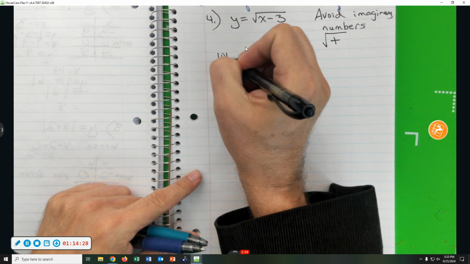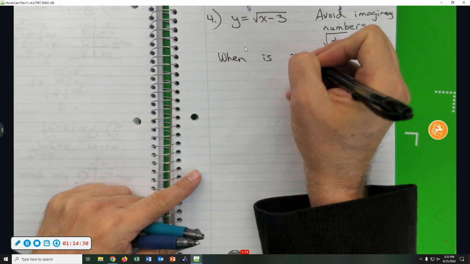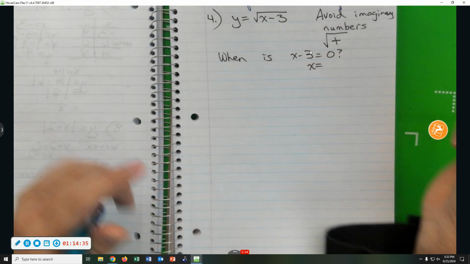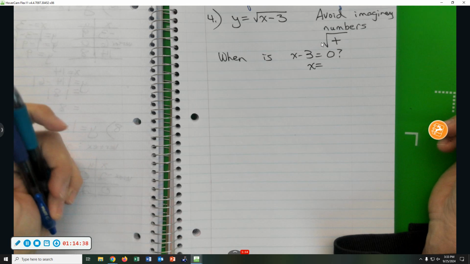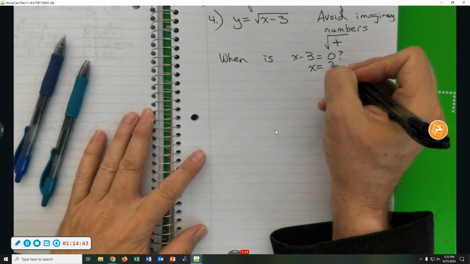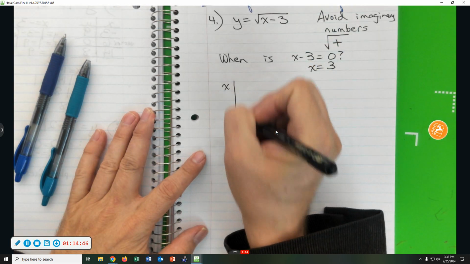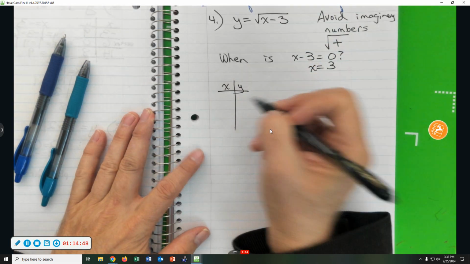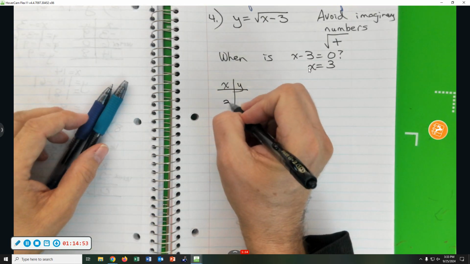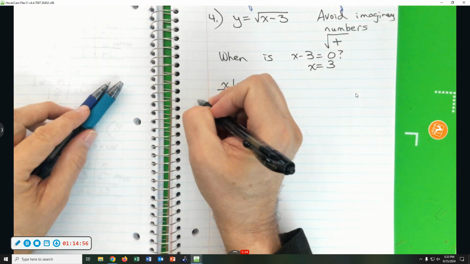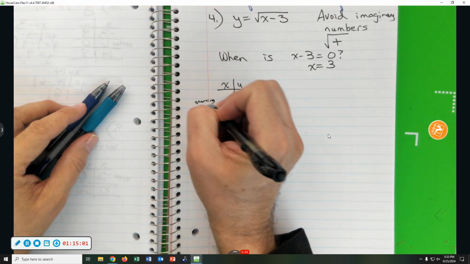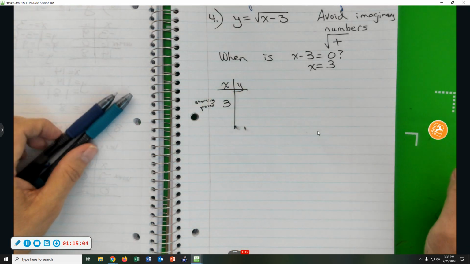When is x minus 3 equal to 0? Well, that gives us when x is equal to 3, okay. So here I have my table of values I'm drawing out. I'm going to want to plug in 3, and that'll be our starting point. Now I'm making a note. I'm not going to call it a vertex. I'm just going to call it the starting point.